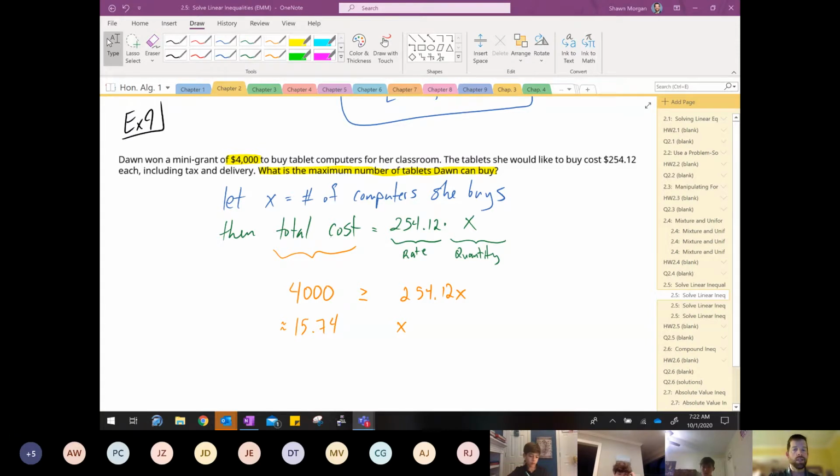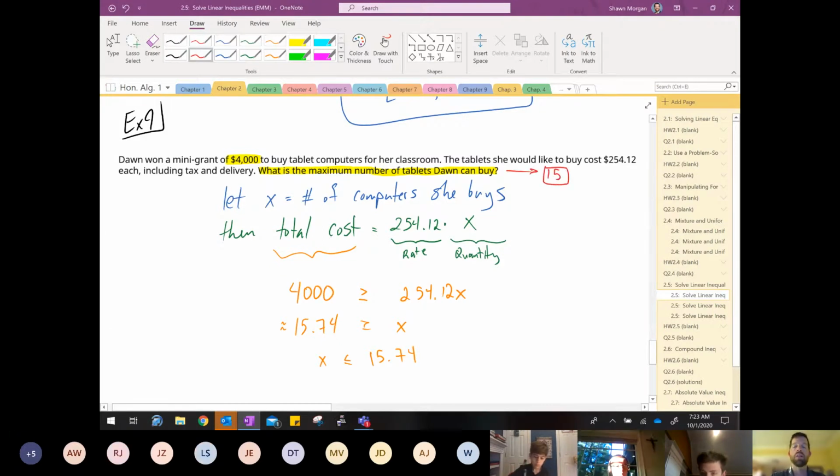But yeah, we have x, and we don't have to reverse the direction. So I'm going to reverse this and say x has to be less than or equal to 15.74, thereabouts, okay? Can we make logical sense out of this, Charlie? What would a reasonable number of tablets be then? Because I can't go to the store and buy 15.74 tablets. 15. Yeah, we pick the largest integer that's less than or equal to 15.74, which would be 15. So we've answered their question by saying she can buy 15 tablets. And she'd have a little bit of money left over, right?